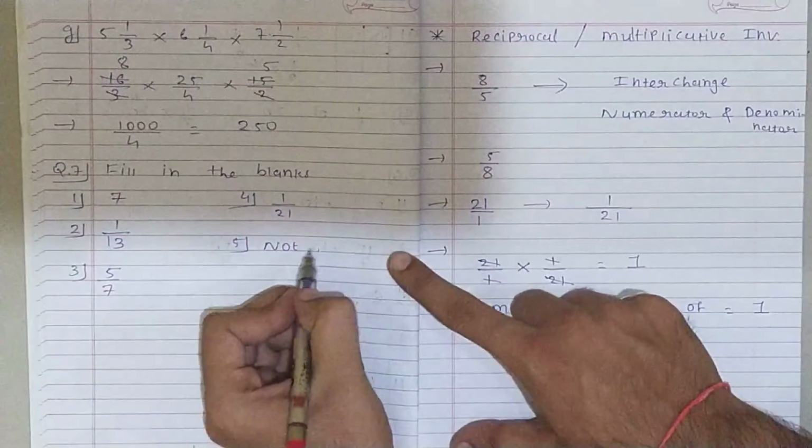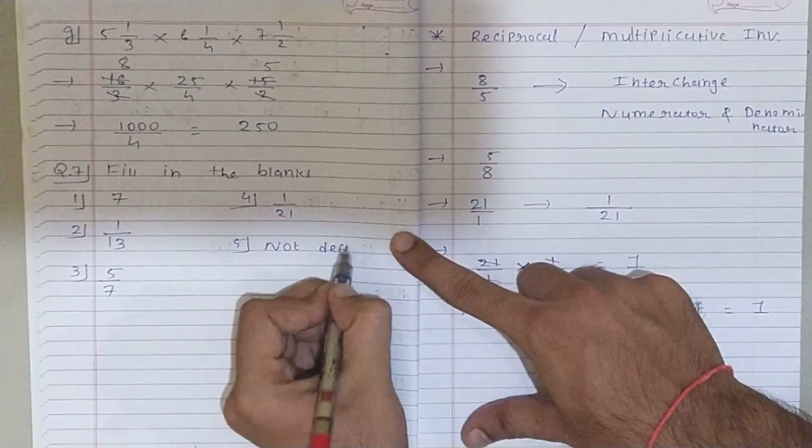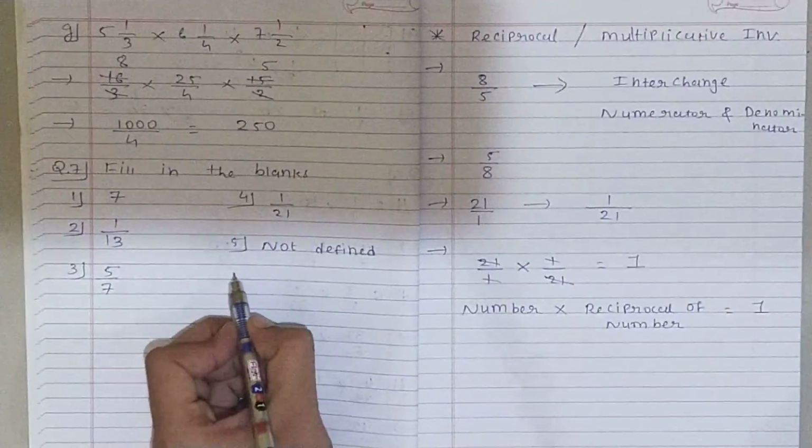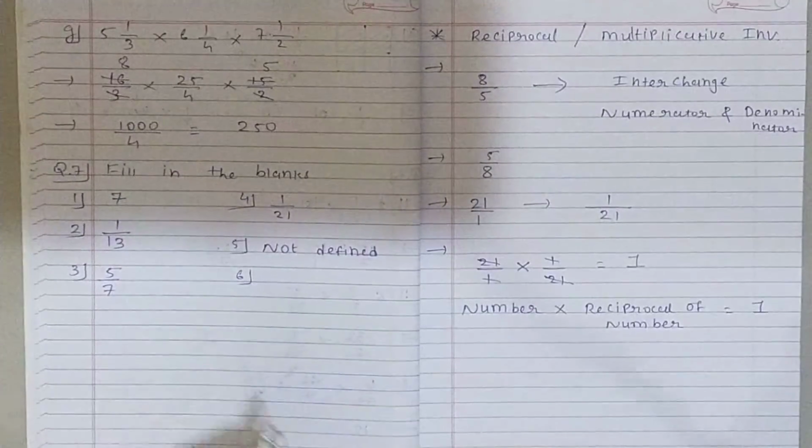0 का इन्वर्स कभी नहीं हो सकता. ठीक है, not defined. The answer is not defined. 0's reciprocal is not possible.